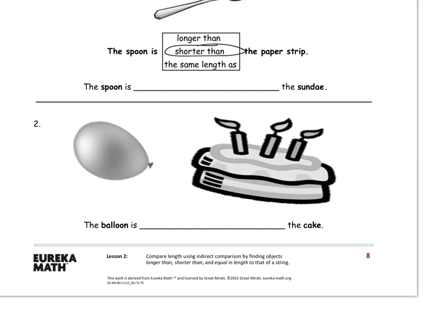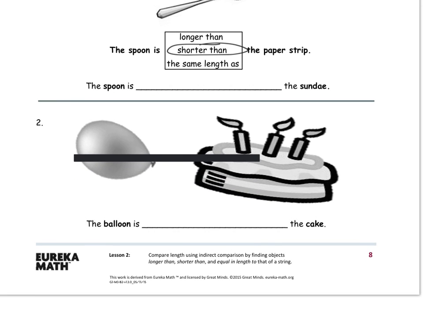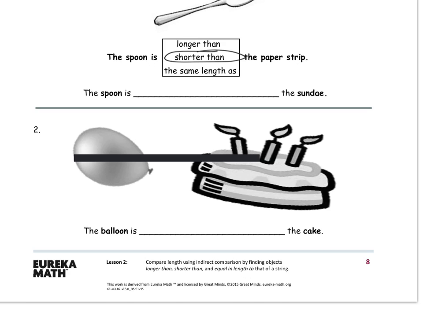And I'll show you this part. So I'm going to draw in my paper strip again. I know it's about there. So what I would then do is move this and go endpoint to endpoint. And I see that it's part way, and what I would end up doing is making a mark on my strip. And then I would measure the cake and see, is the cake or the balloon longer? And then I would finish my statement down here.